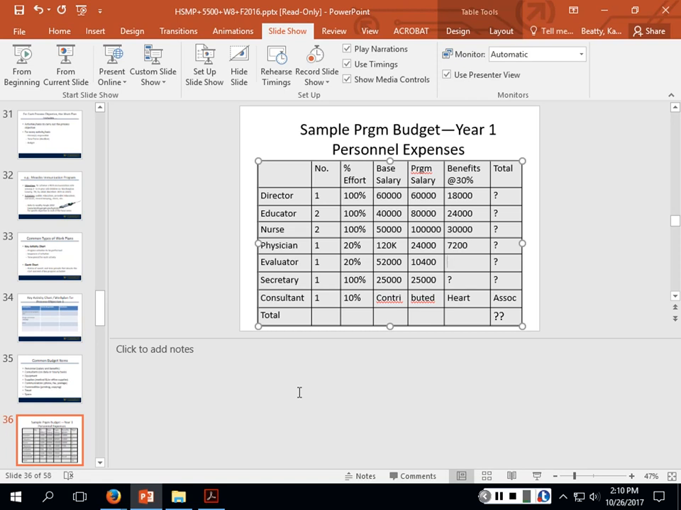Benefits for the evaluator? 3,120. Okay. And for the secretary?